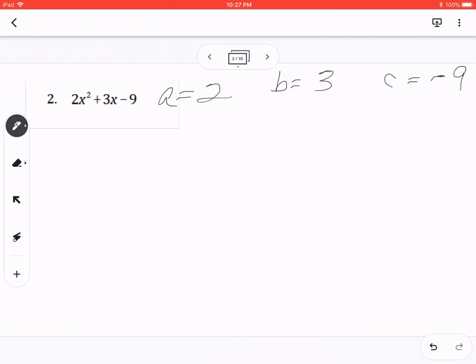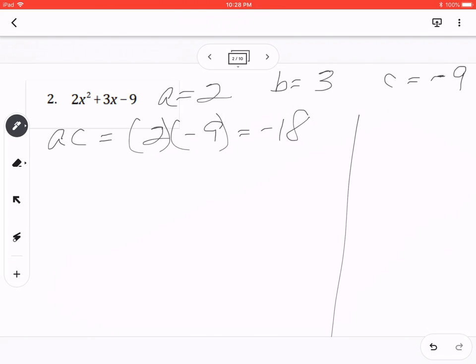And since the a is not 1, we use the procedure where you have to multiply a times the c value. A value is 2, multiply it by the negative 9, which is the c value, that's a negative 18. On the side of your paper, consider all the different ways of having two integers multiply to be negative 18.